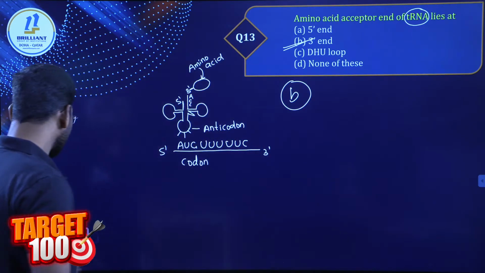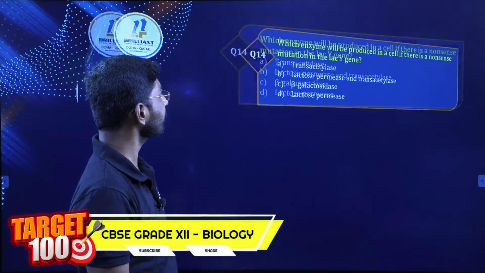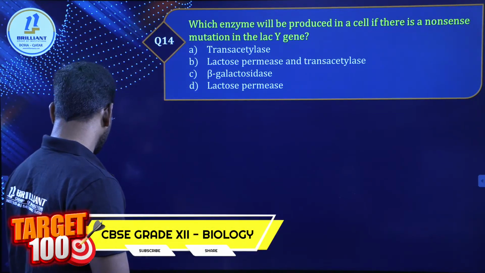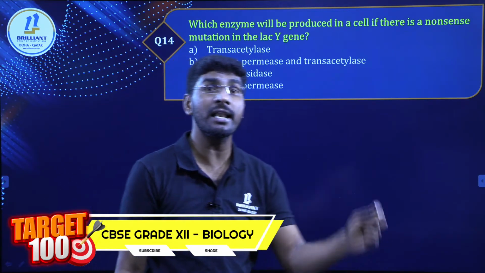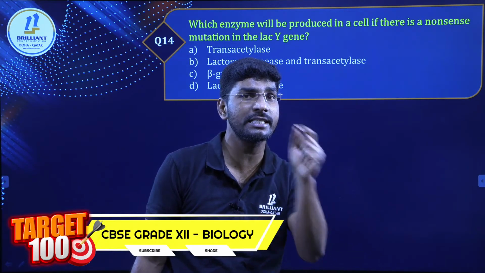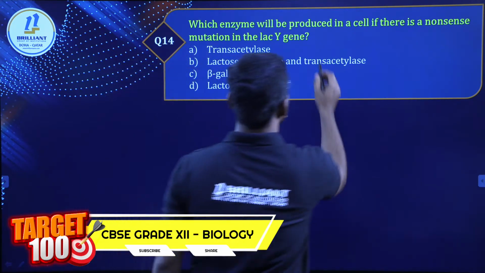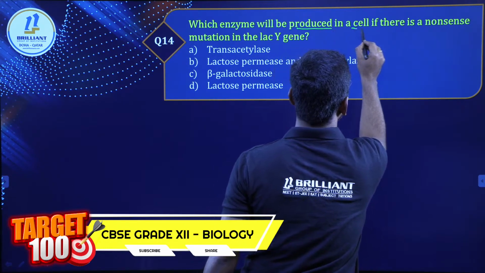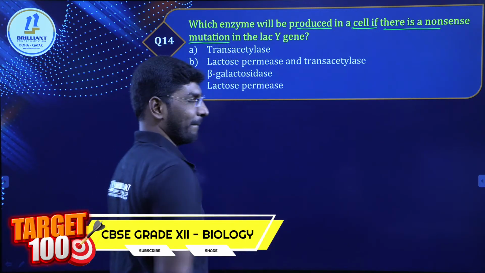That was the 13th question. Next, the 14th question. What exactly does the 14th question tell us? Very, very simple question. We discussed it in the lac operon just now. What exactly is the answer of this question? Which enzyme will be produced when there is a nonsense mutation in a cell?